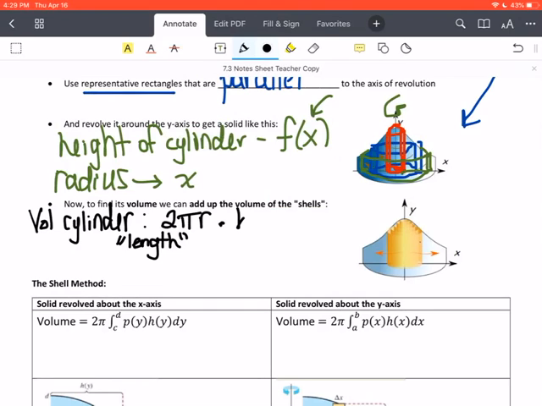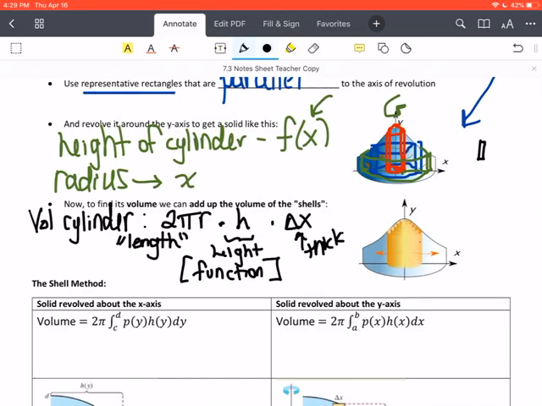So I'll say h. Yes, that is considered the height, but what was that really controlled by? That was controlled by the function that we were given, because the height of each cylinder changes because the function is curved. And then we have the width, which we are going to call delta x, because you can see when I drew in my representative rectangles, they had a little bit of width. This in the intro video is referred to as the thickness.